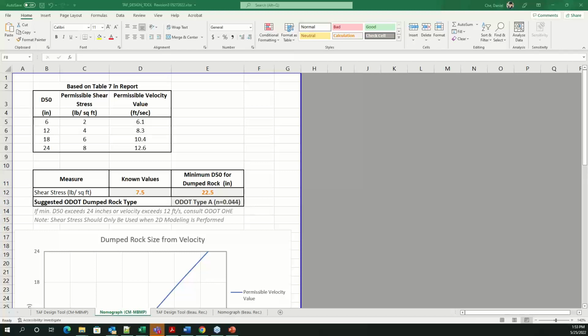Okay. Thanks, Kevin. We have a comment from Jeffrey. He says, ODOT is working towards the 2D modeling as the standard, but the coordination with FEMA is not complete and still needs to be done at the federal level.